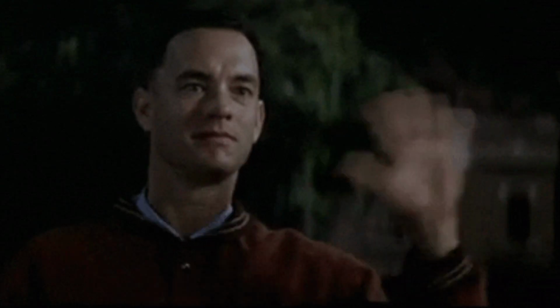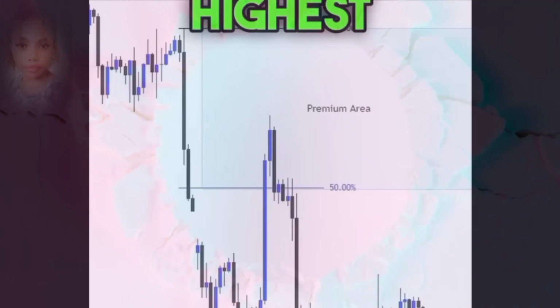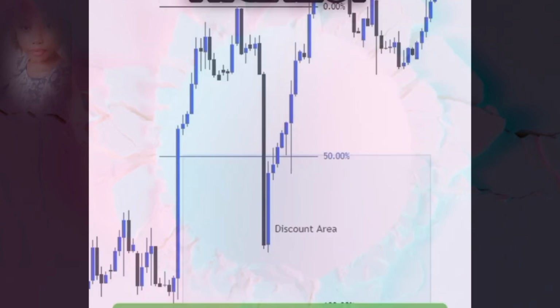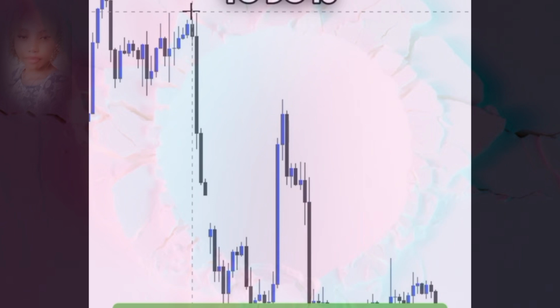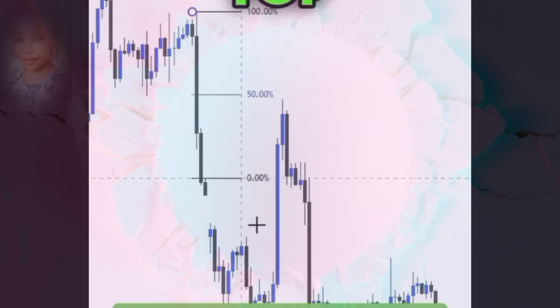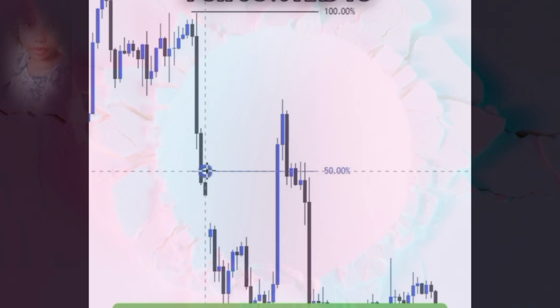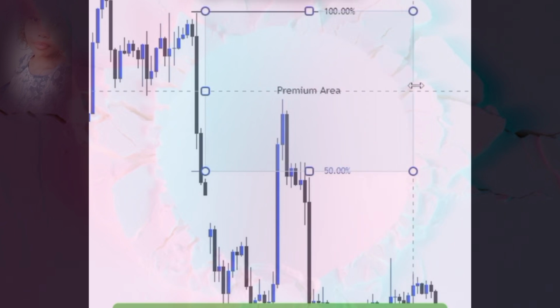Traders, watch this closely. The highest probable sells will take place in a premium area, and the highest probable buys will take place in a discount area. So what you have to do is measure the trading range from the top to the bottom, no matter whether you are bullish or bearish. Once you've done that, if you are bearish, you are looking for 50% and to the top of the trading range. That level is called a premium area.